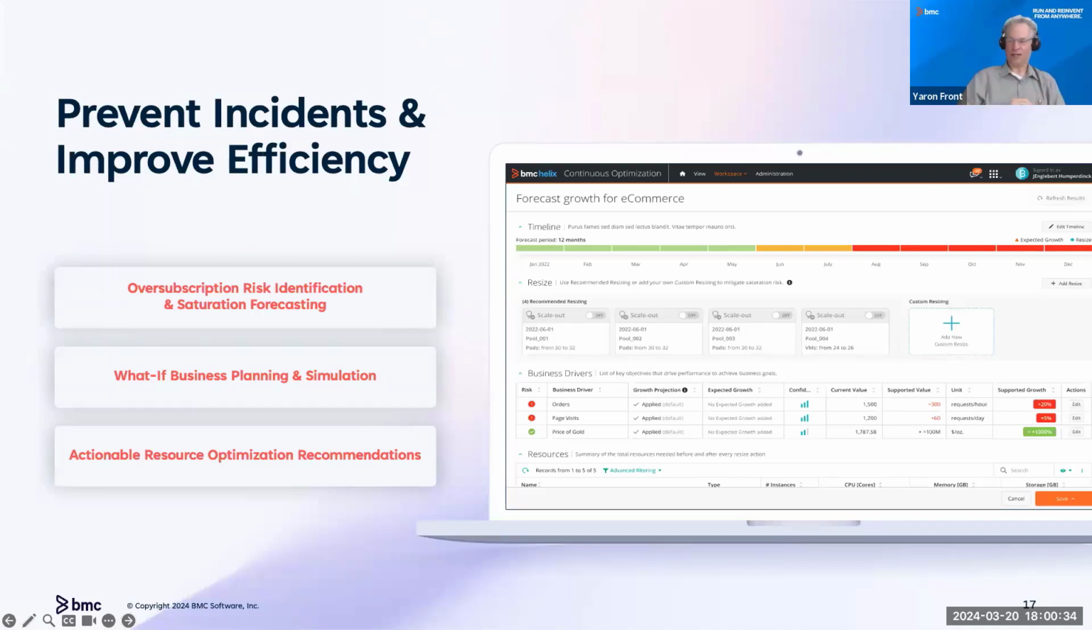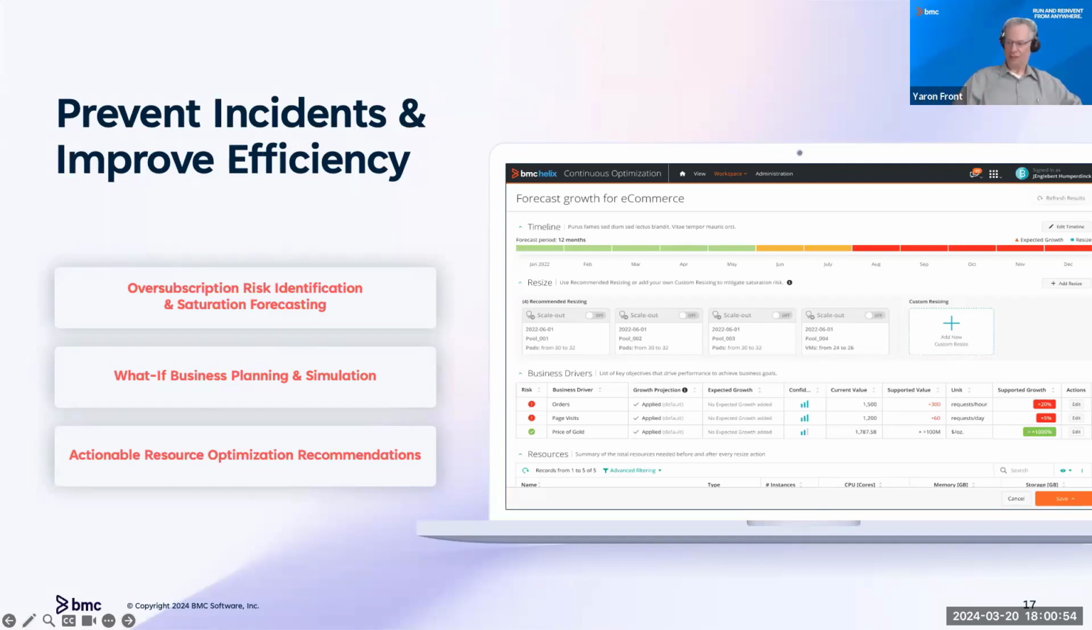So if I'm an e-retailer, it would be, show me what it's going to look like if 100% more people go on my website and try to make a purchase, or they put something in their shopping cart, or they swipe their credit card.